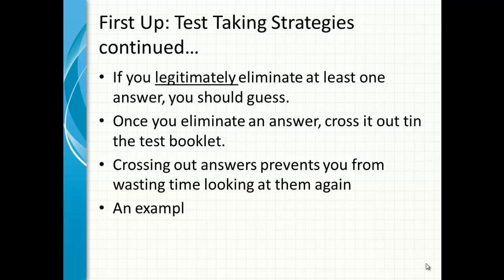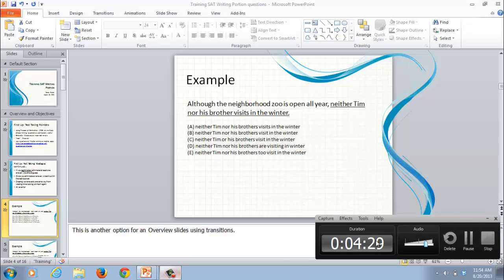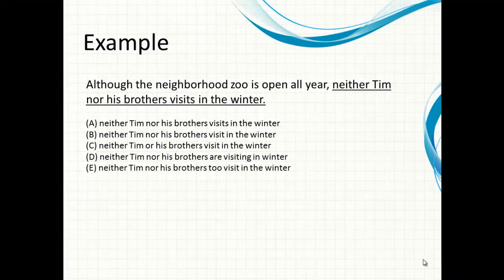Here's an example. Although the neighborhood zoo is open all year, neither Tim nor his brothers visits in the winter. So by just hearing, you can see that brothers and visits don't agree. More than one brother requires a plural verb, which would be visit.